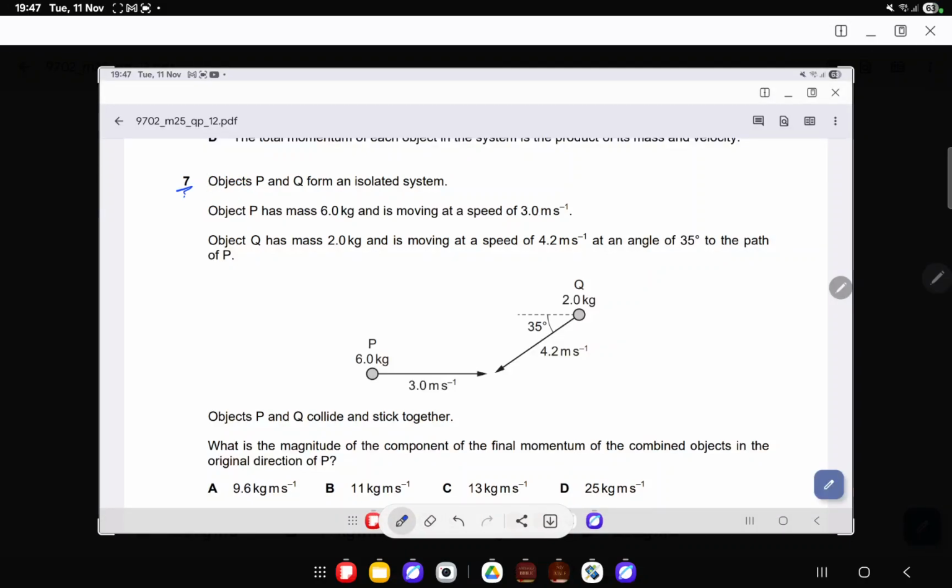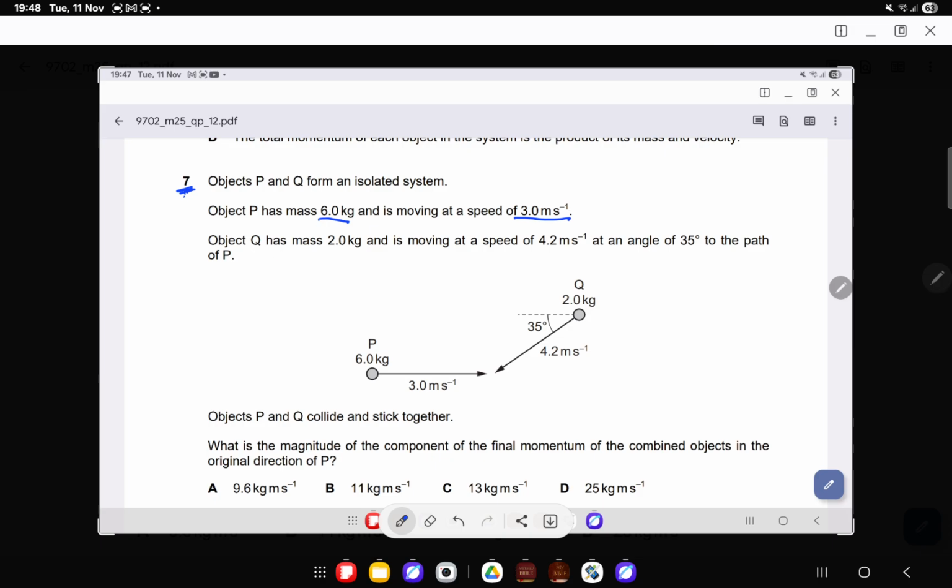In this question, we are looking at conservation of momentum. Object P and Q form an isolated system, so we can use the principle of conservation of momentum to solve this problem. For object P, it has a mass of 6, and is moving at a speed of 3. So as you can see in the diagram here.